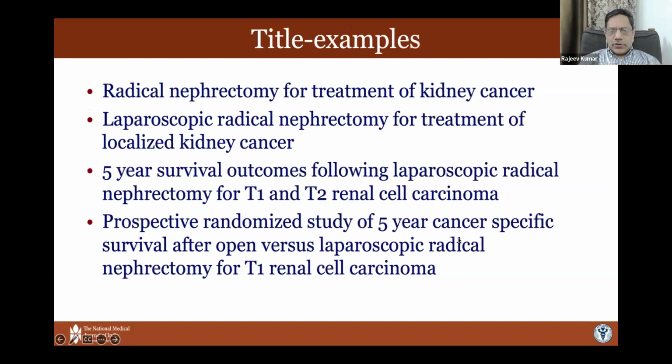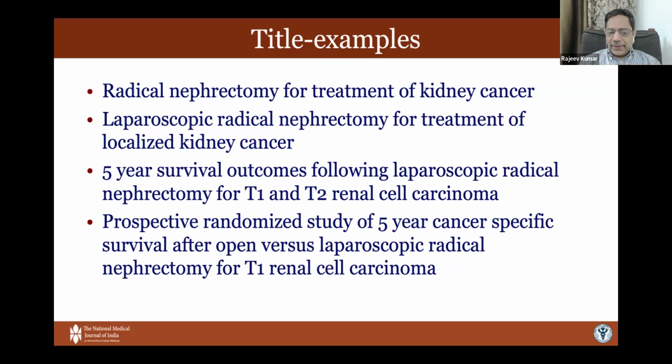So I'll give you some examples. You may not understand the context, but I'll just summarize. Radical nephrectomy is a surgery for treatment of kidney cancer. Now that's a very broad topic. It doesn't tell me what I did. Did I do a trial? Am I just giving you my opinion? Am I saying what people do around the world? It doesn't tell me what exactly I am doing in this study.